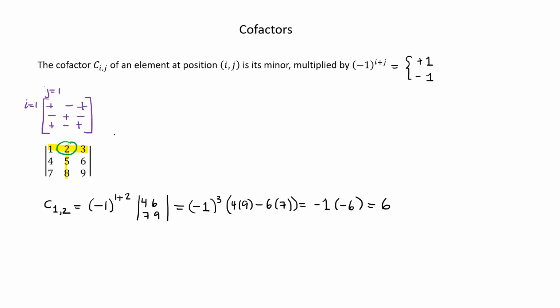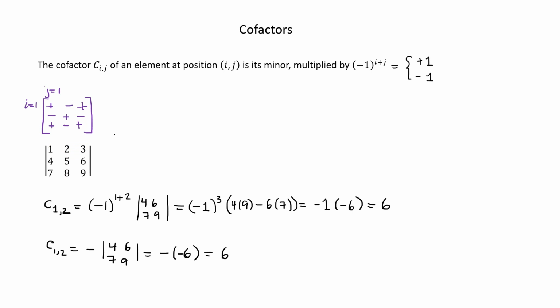And the way that we can use this then is, let's go back and do this calculation again. If we've got C12, we find this element 2. We find the same spot in our checkerboard, and it tells me multiply by the negative. We want to negate our minor. So we're going to do -1 times the determinant of the matrix 4, 6, 7, 9. So this is -1 times -6, which is 6. Let's try one more example of this.